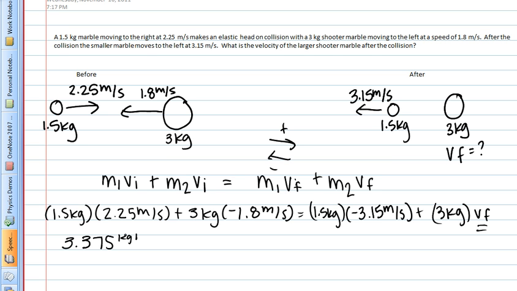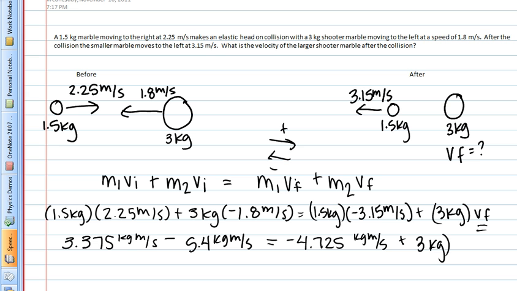We find this ends up being a momentum of 3.375 kilogram meters per second minus 5.4 kilogram meters per second, and that will equal negative 4.725 kilogram meters per second plus 3 kg times Vf.